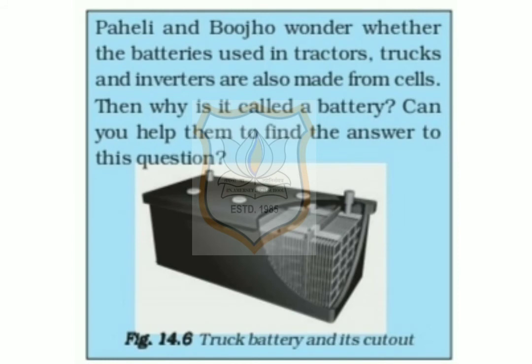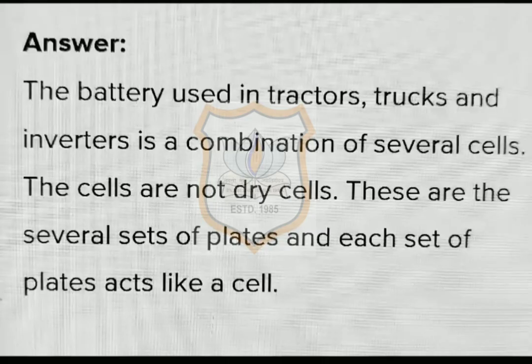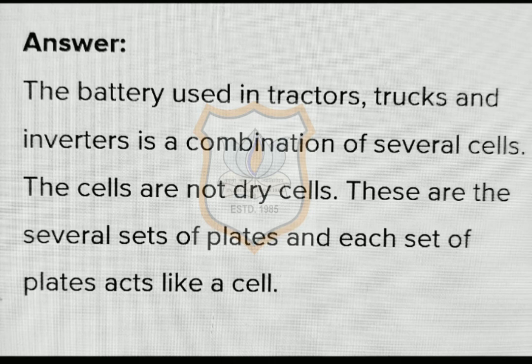Paheli and Buzo wonder whether the batteries used in tractors, trucks and inverters are also made from cells. Then why is it called a battery? Can you help them to find the answer of this question? The answer of this question is, the battery used in tractors, trucks and inverters is a combination of several cells. The cells are not dry cells. These are several sets of plates and each set of plates acts like a cell.